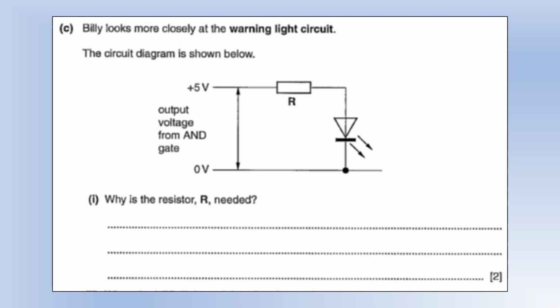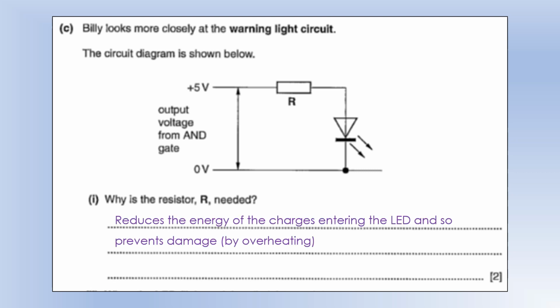Why is resistor R1 needed? We're looking more closely at the warning light circuit. We've got a resistor and a LED. So the resistor there is to essentially remove some or transfer some energy from the charges, and it's also going to reduce the current. So the input to the LED is going to be lower energy and lower current, so it's less likely to cause any damage by overheating.